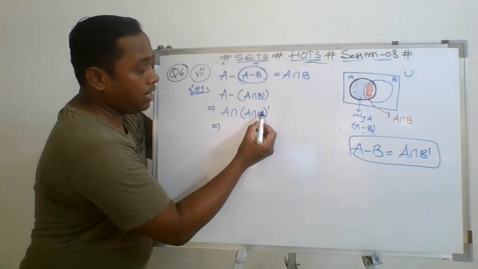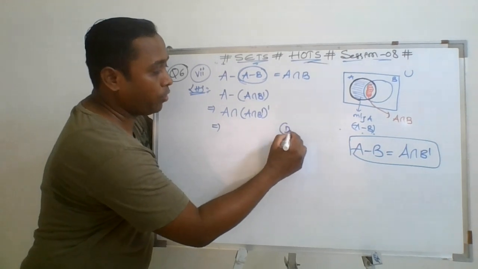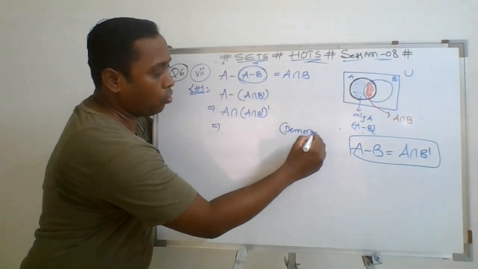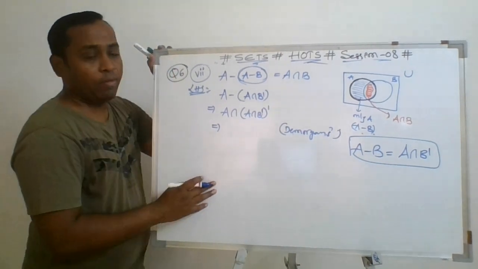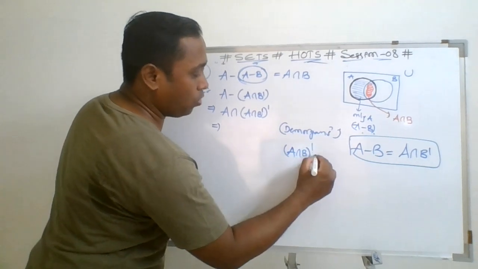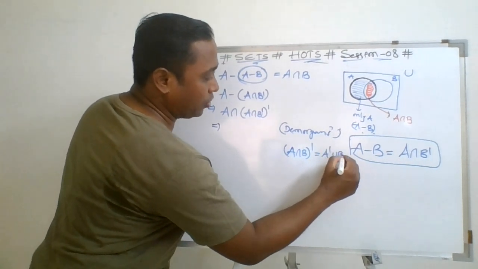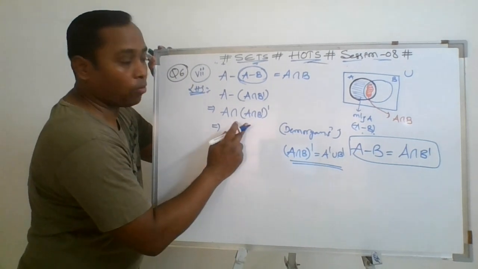Now here I can use De Morgan's law. Clear? So what does De Morgan's law say? (A intersection B) whole dash is equal to A dash union B dash. So in this way I am going to elaborate this first.